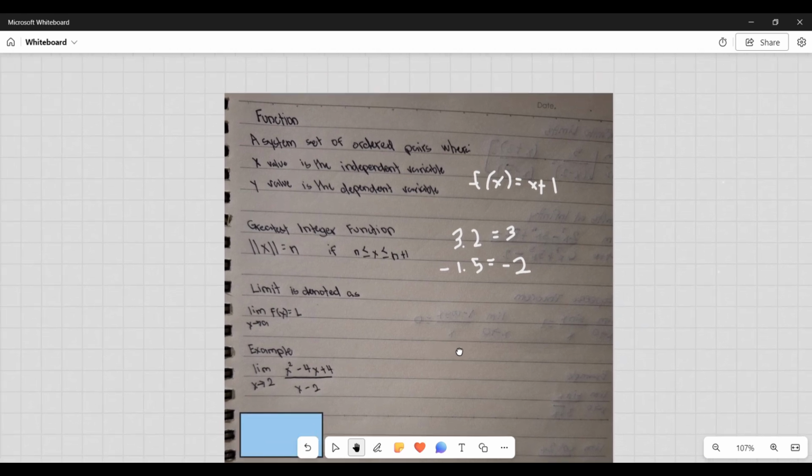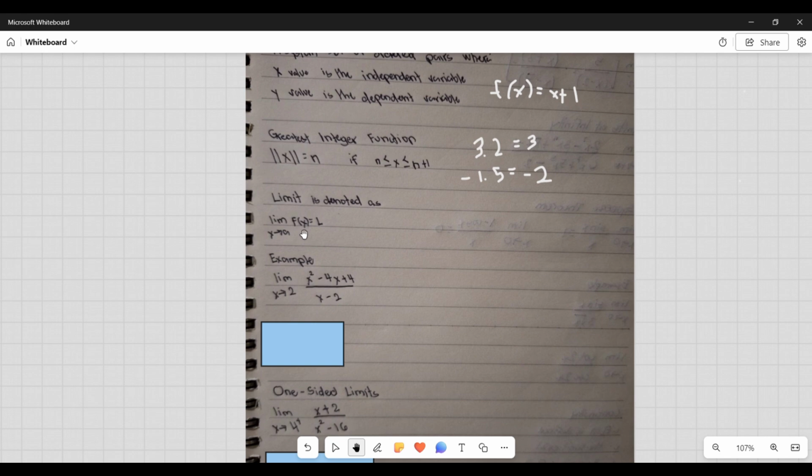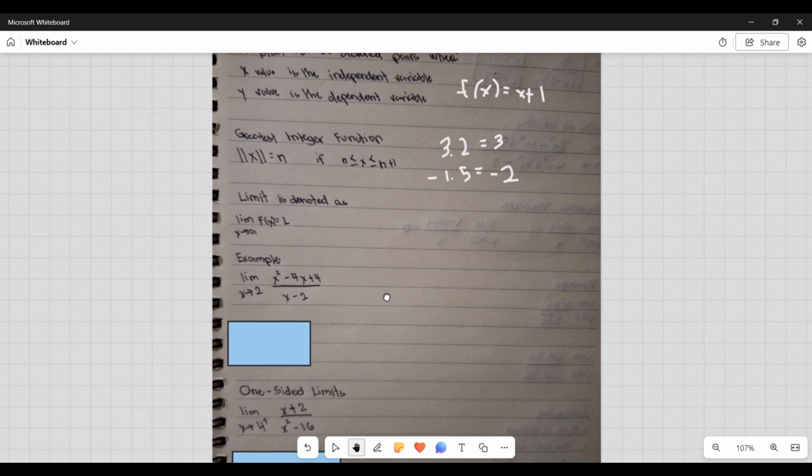Now let's move on to solving some limit problems. So a limit is denoted as the limit of f of x as x approaches a. So the limit of f of x as x approaches a is equal to L. So let's solve this problem.